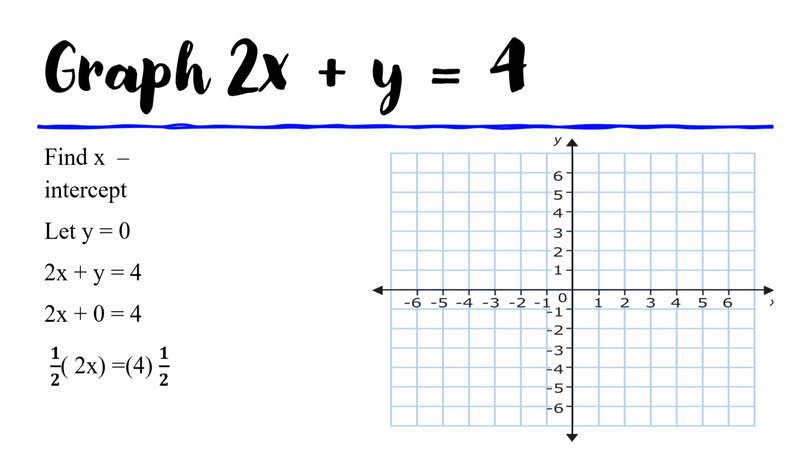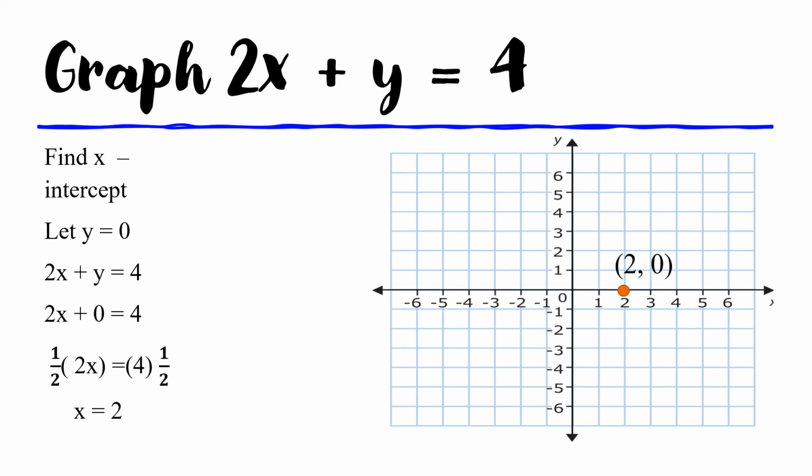Since we need to find the value of x, we need to multiply both sides of the equation by the reciprocal of 2. And the reciprocal of 2 is 1/2. So it will give us 1/2 times 2x is equal to 4 times 1/2. And 1/2 times 2x is equal to x. 4 times 1/2 is equal to 4 times 1 over 2. That will give us 4 over 2, and 4 over 2 is equal to 2. Now, let us plot the x-intercept 2, and that is (2, 0). So the x-intercept is 2.